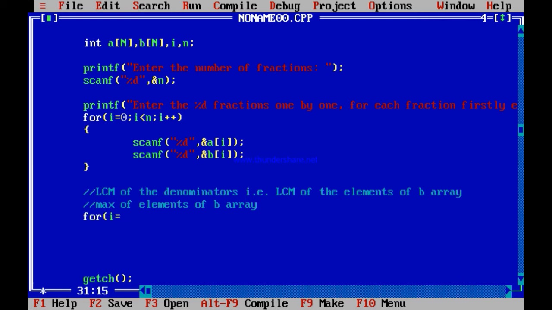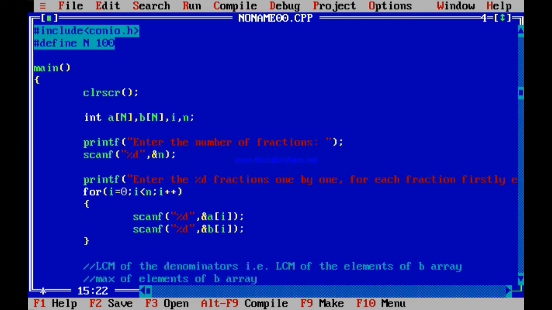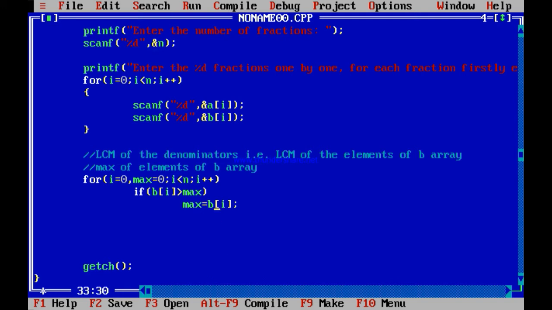For I equal to 0, I less than n, I plus plus, if BI, I am calculating for B, if BI is greater than max, then max equal to BI. So this is how you get the max. Once you go out of this for loop, max contains the maximum element, but max must be initialized. So max equal to 0. Initialize the max, but don't forget to also declare max. So you have found the max.